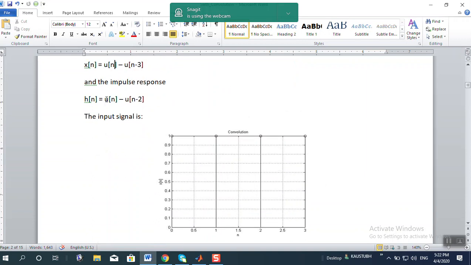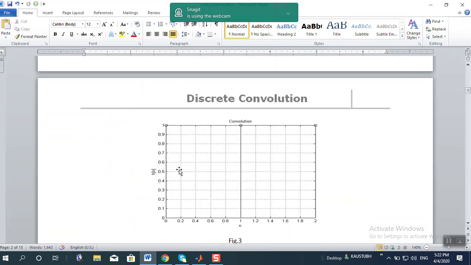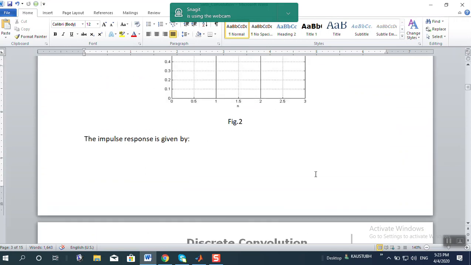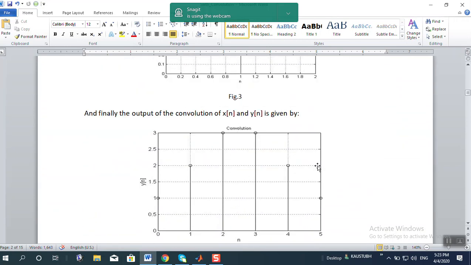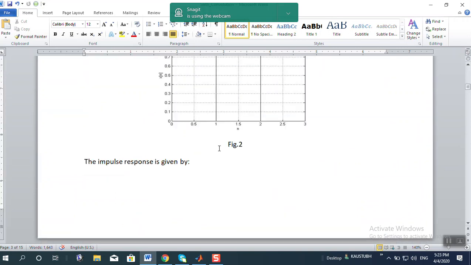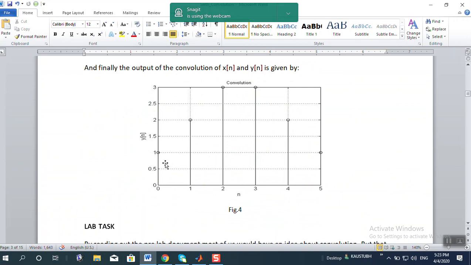Similarly, suppose h of n is u of n minus u of n minus 2. So at 0 it is 1, at 1 it is 1, at 2 it is 1. Once you do the convolution of these two, you will get these results. So one has 3 samples, the other has 4 samples, so there will be 6 samples in the convolved signal.